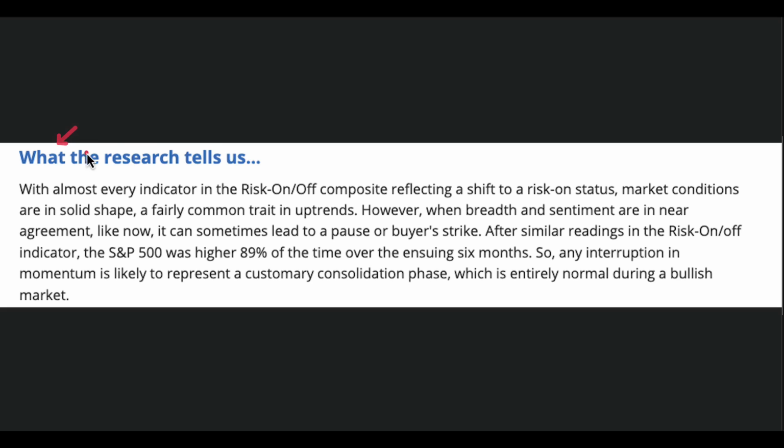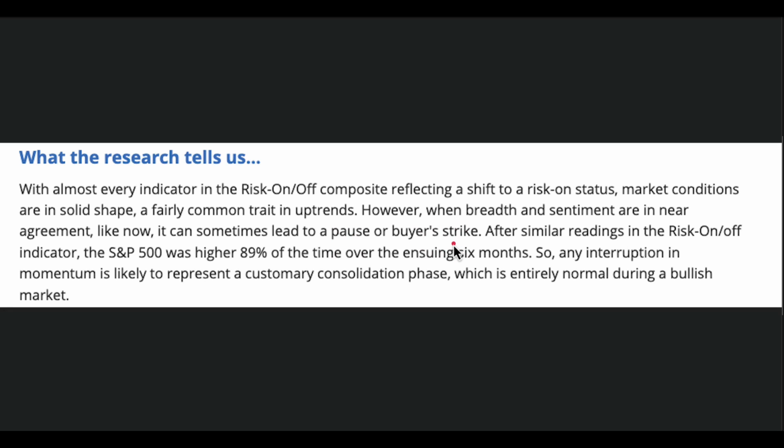And so they do all the research and they come back, and I'm paraphrasing, but every indicator on the composite reflects a shift of risk on status. Market conditions are in solid shape. Fairly common trait. Right, of course they're going to fire. We're in an uptrend. When breadth and sentiment are near agreement like now, it can sometimes lead to a pause or a buyer strike after similar readings.